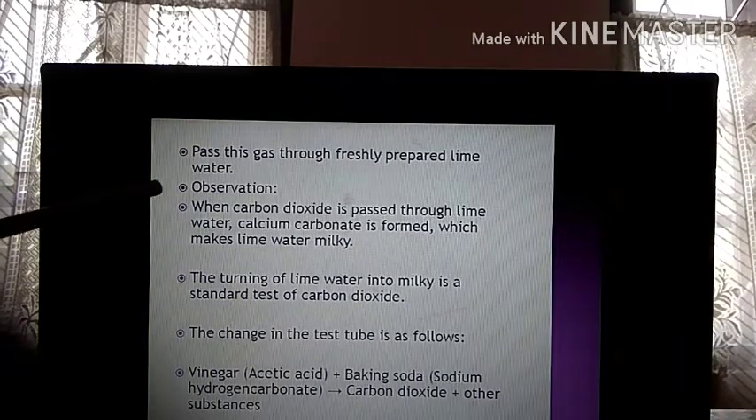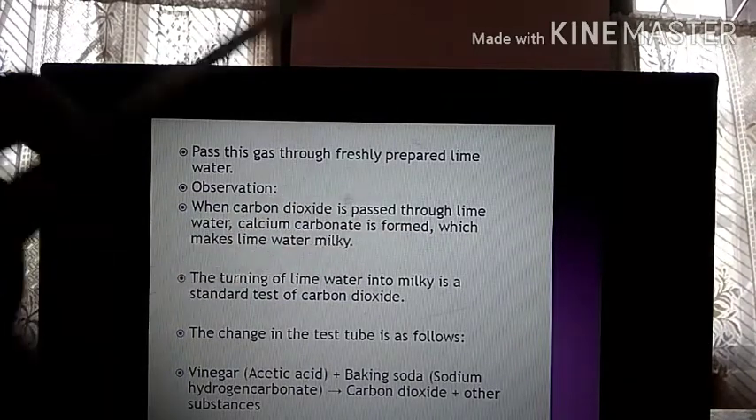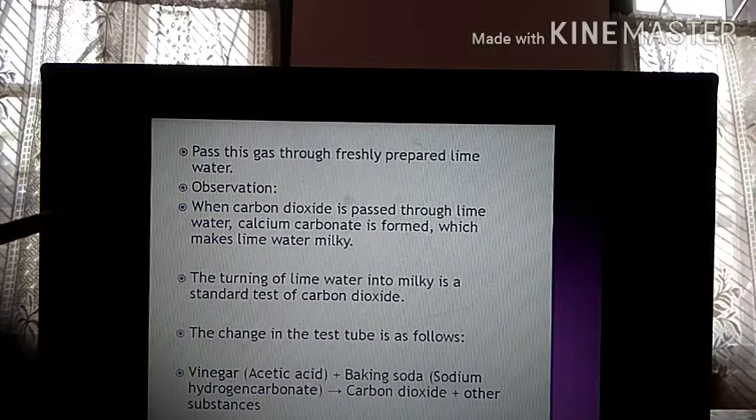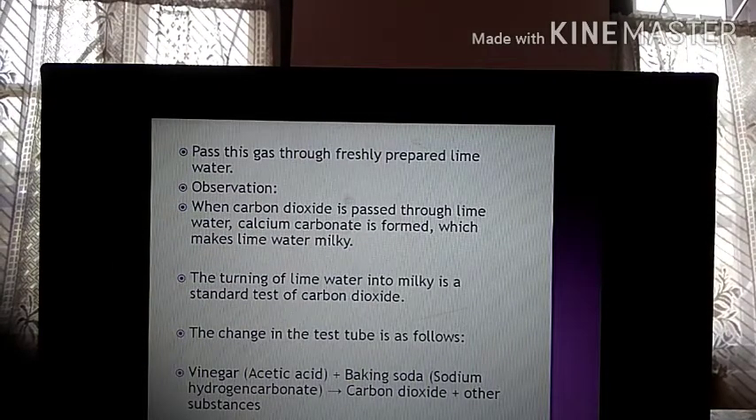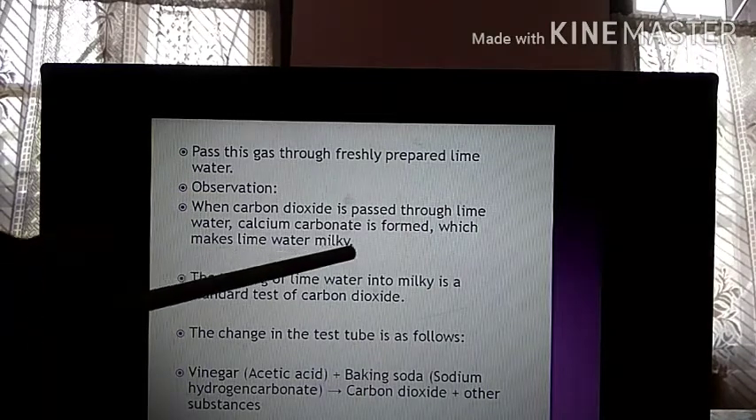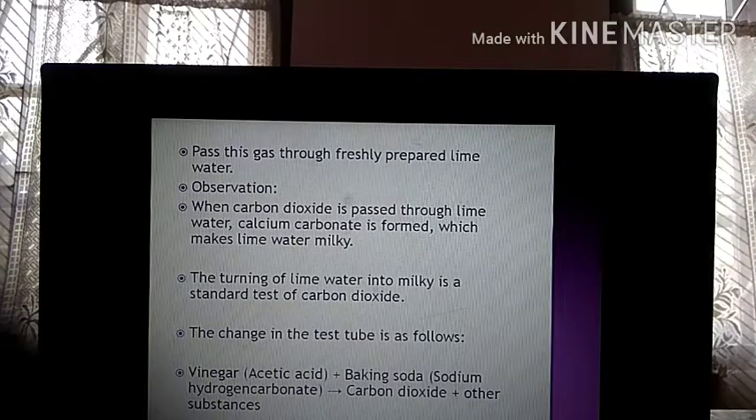Observation: when carbon dioxide gas is passed through lime water, calcium carbonate is formed. So calcium carbonate will be the new substance that is formed, which makes the lime water milky. You can try it out at home, those who have. If you mix soon with water, you will find that the solution is kind of translucent, not exactly transparent, but translucent.